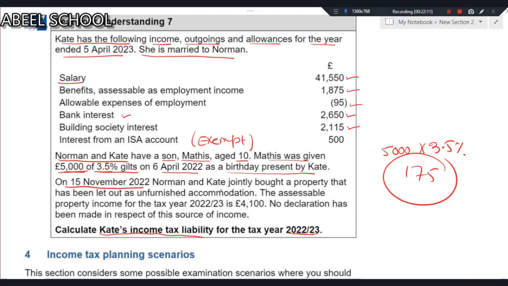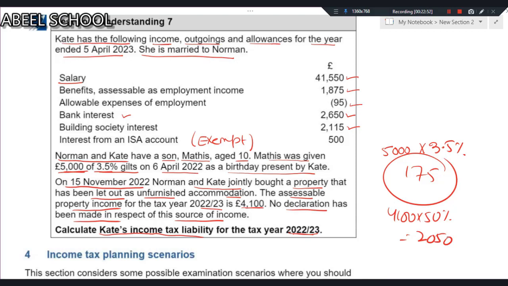On 15 November 2022, Norman and Kate jointly bought a property that has been let out as unfurnished accommodation. The assessable property income for the tax year 22-23 is 4,100. No declaration has been made in respect of this source of income. If you're not declaring your actual ownership, then what happens? The jointly controlled asset income will be split between husband and wife 50-50%. Property income is a non-saving income. If I take 50% of this, I'm getting 2,050. So Kate has a property income of 2,050.